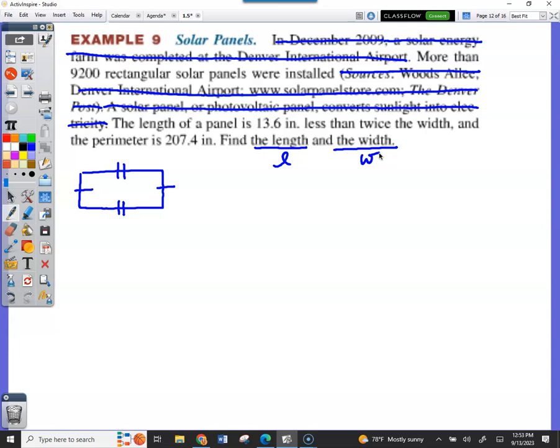All right. We got the length. We got the width. What does perimeter mean? All the sides added together. Okay, so there are 2 ways to set up perimeter.